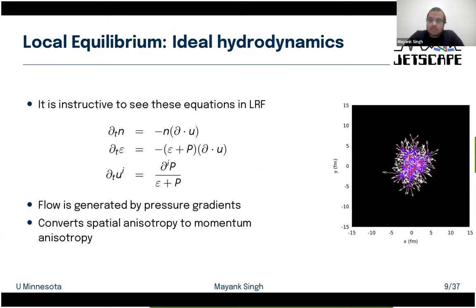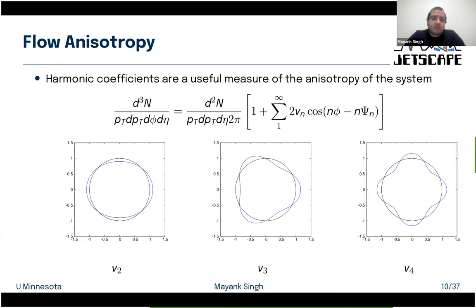So these are essentially the flow vectors where the length of the arrow is the magnitude of the flow in that direction. And even here, just looking by eye, you can see there is more flow going in this direction than in this direction. So eventually, as this keeps evolving, the most flow will develop in this direction and much less flow in this direction. So towards the end of the evolution, in momentum coordinates, the system will look like this in momentum space. So this is the mechanism. The pressure gradients, by virtue of collective behavior, are converted to flow, and that converts spatial anisotropy to momentum anisotropy. Harmonic coefficients are a very useful measure of the anisotropy of the system.